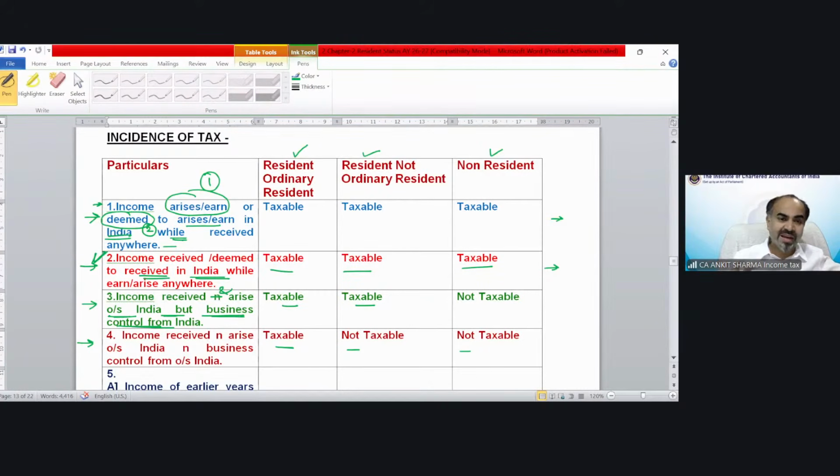So if any income is received and arises outside India, but suppose that business has been controlled from India, the head office of that business, the main controlling situation of that business, is in India. In that situation, that is going to be taxed for resident and ordinary resident, and resident and not ordinary resident, but that is not going to be taxed for non-resident. Let me give you an example.